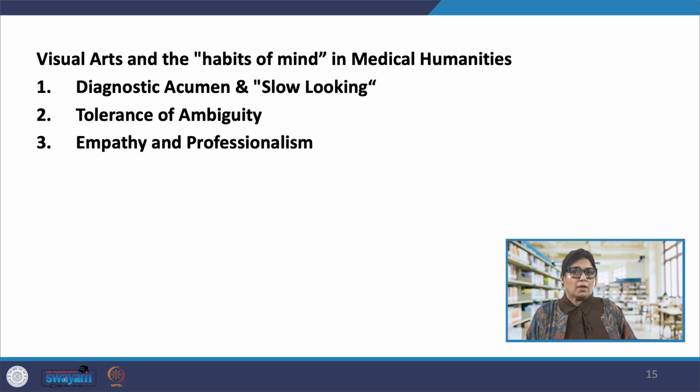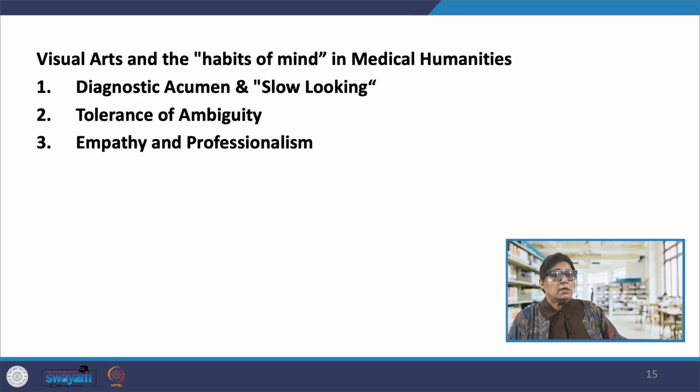Students study painting to practice close noticing, distinguishing between raw visual data, what is seen, and clinical inference, what is interpreted. Secondly, tolerance of ambiguity. Unlike clinical algorithms with right answers, art allows for multiple valid interpretations, helping students navigate the uncertain gray zones of patient care. Third, empathy and professionalism. Viewing illness narratives in art, such as Frida Kahlo's depictions of chronic pain, helps students understand the subjective experience of suffering and vulnerability.